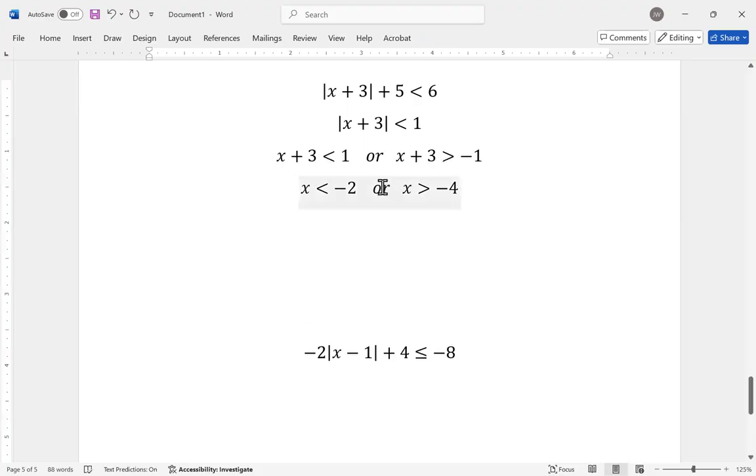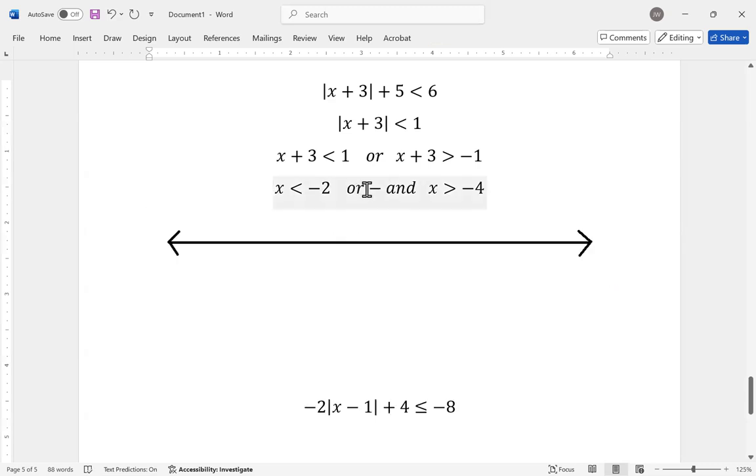This or may be confusing to you. Some people would maybe write the word and instead of or, because the way these interact on the number line can kind of be a little bit tricky. I tend to like or because we get the two options, but other people may want to write the word and.